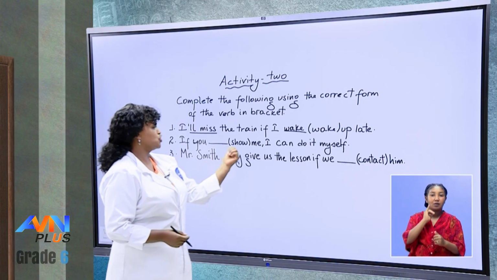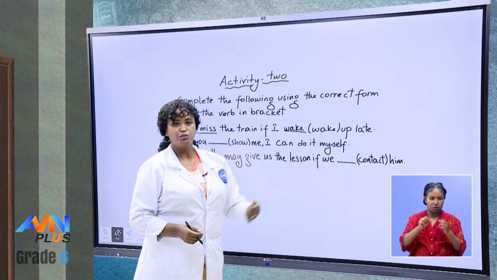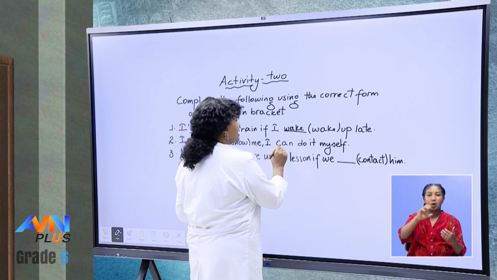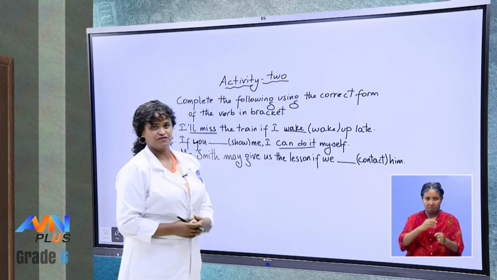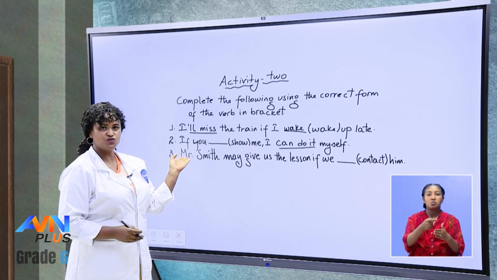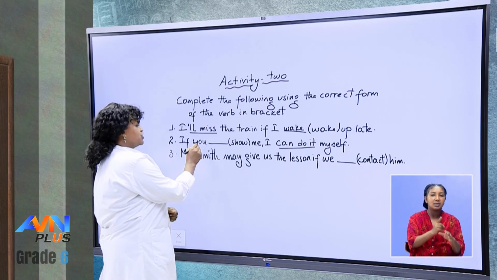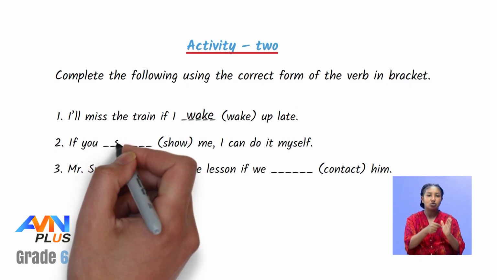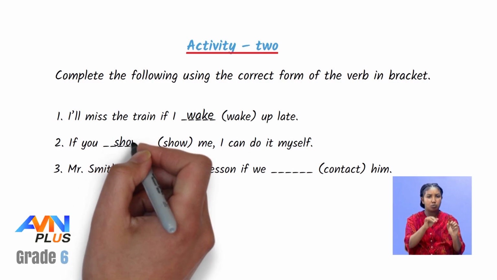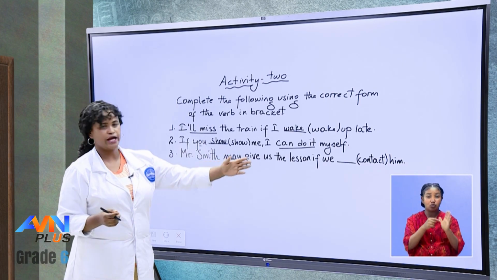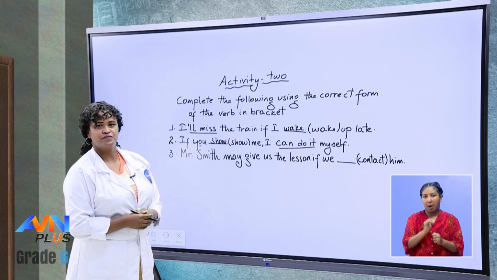If you blank show me, I can do it myself. Now, the main clause is what? I can do it myself. Yes? Okay. So, what do we do with the first one? Yes, our subject is you. So, if you show, as it is. We don't change the verb. If you show me, I can do it myself.